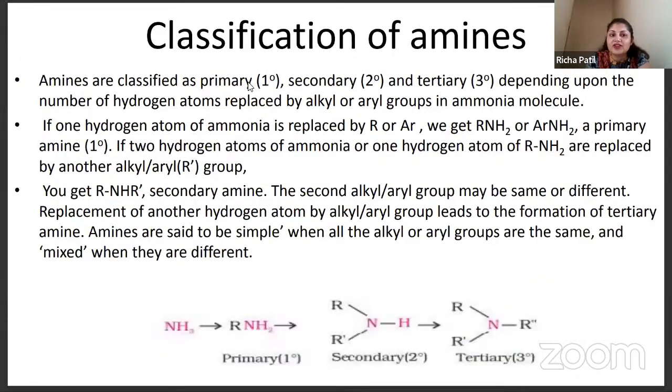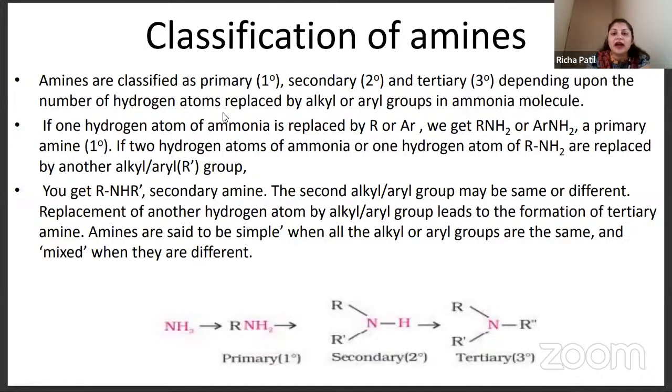So next is classification. Amines are classified as primary, secondary, and tertiary depending upon the number of hydrogen atoms which are replaced by alkyl or aryl groups. If one hydrogen atom has been replaced, then it is said to be a primary amine. If two hydrogen atoms of ammonia are replaced, then it is called a secondary amine. And if all three hydrogen atoms are replaced, then it is called a tertiary amine. Okay, so these are the classifications of amines.